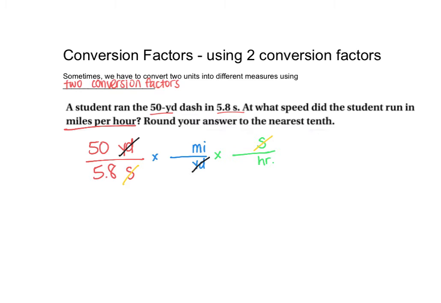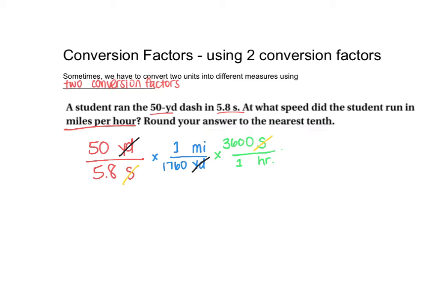Okay, now all we have to do is convert these. In miles per yard, for every 1 mile there are 1760 yards. Let me just double check that. That is correct. And for seconds in an hour, there are 3,600 seconds per 1 hour. Okay, so now we've got our proportion.